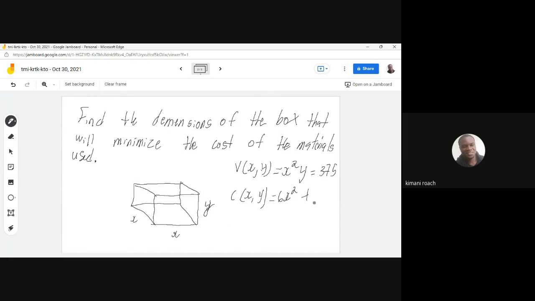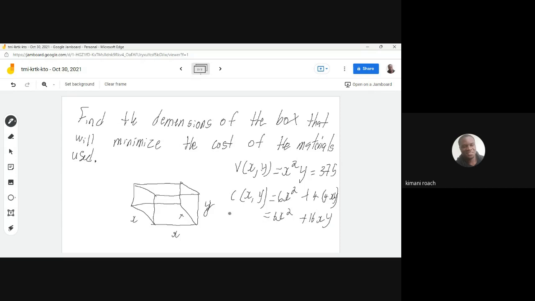Now, since it will cost me $4 per squared centimeter, there are four sides, 1, 2, 3, and 4. Right, and we know this is x, so this is going to be x. The area of one side is going to be xy, so that's going to be 6x squared plus 16xy.